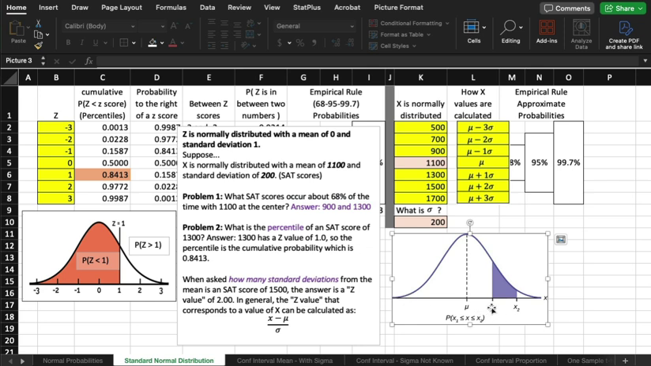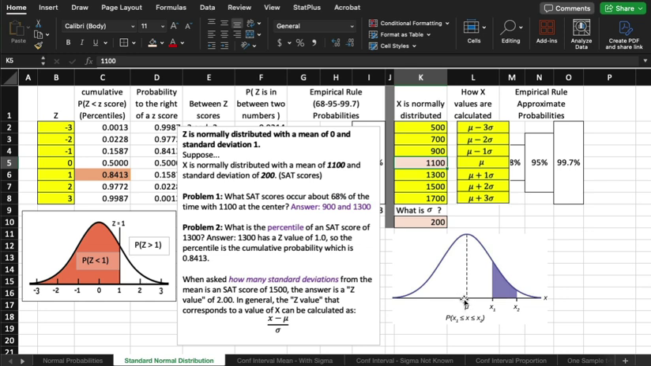So think of the x1 here as 1 standard deviation away from mu. Mu is right at the middle. So 1100 would be this value of mu down here.